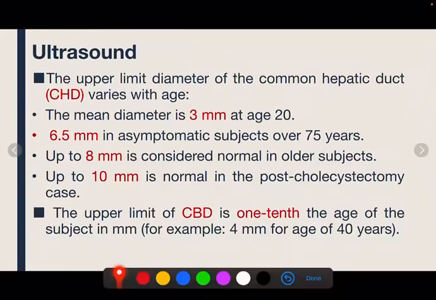Ultrasound examination regarding the upper limit of the common hepatic duct, which varies with age. The mean diameter is 3 millimeters at age 20. Up to 6 millimeters is considered normal. The upper limit of the CBD is 1/10 the age of the subject in millimeters, as we said earlier. So 8 millimeters for the age of 80 is considered normal in older subjects. Up to 1 centimeter is normal post-cholecystectomy.